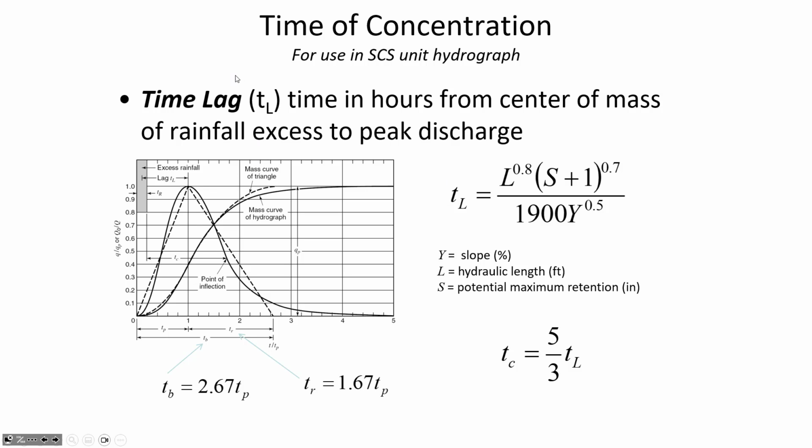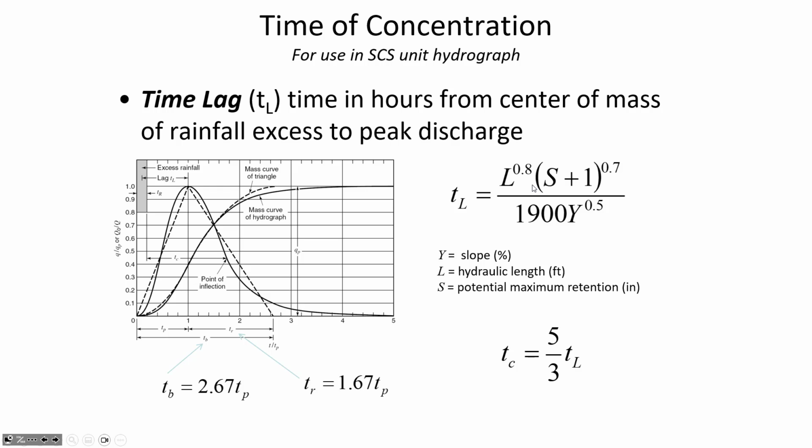So a key parameter in this is the lag time. So the time to lag. So if you'll notice on this figure, what it's showing us is the lag time is from the midpoint of the storm to the time to peak. So that's defined as the lag time. And we have a formula that allows us to estimate the lag time based on the slope of the watershed in percent and the storage characteristics. And so remember, S from the NRCS method is related to the curve number.